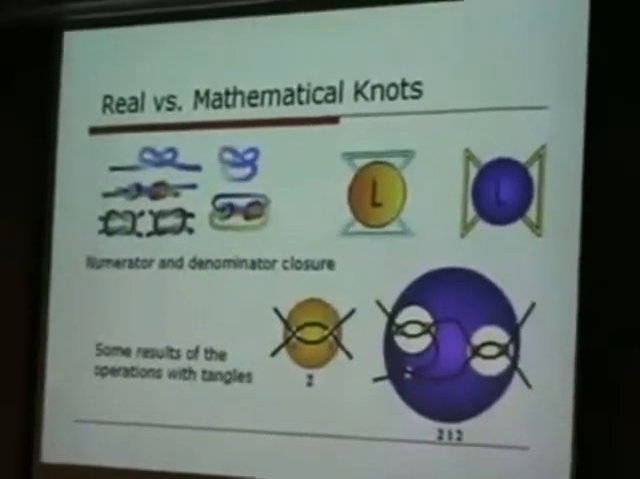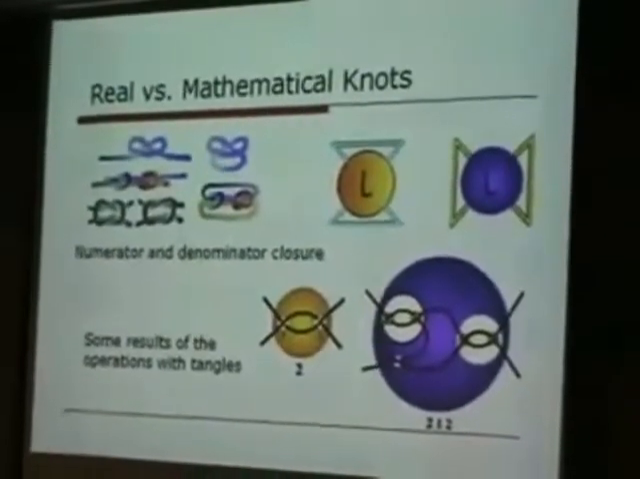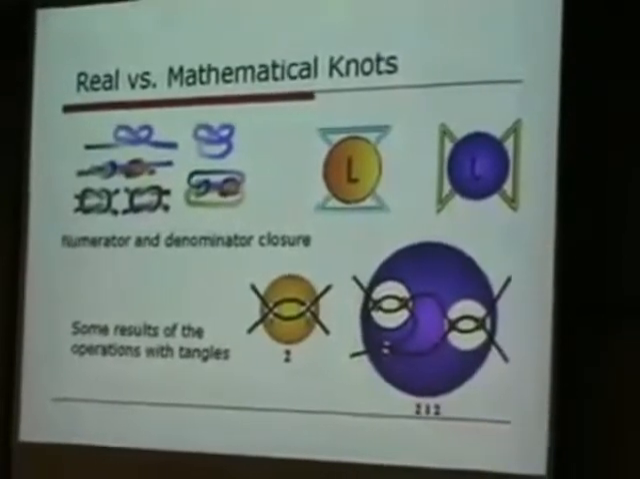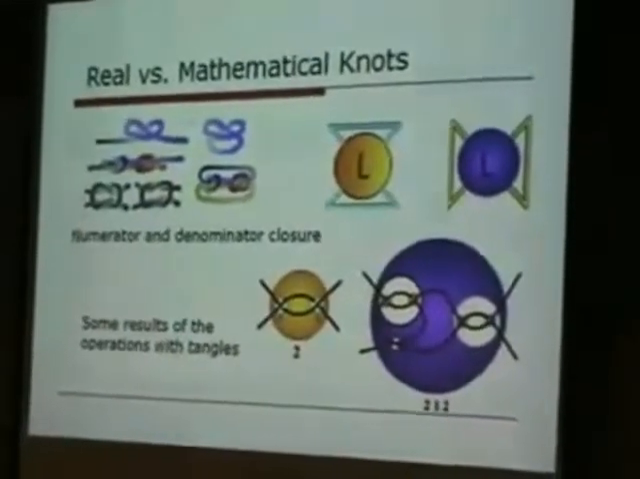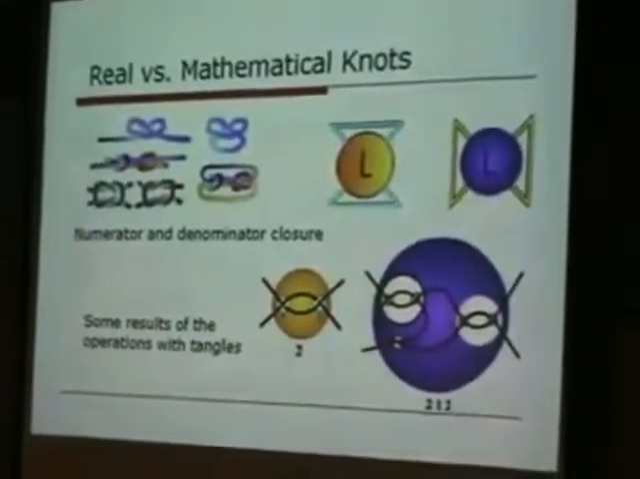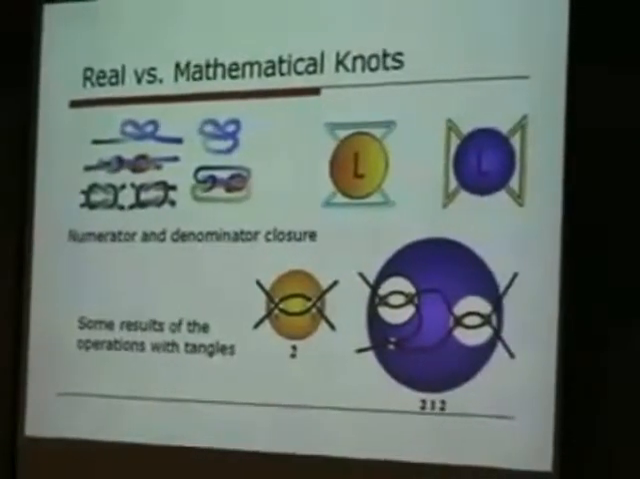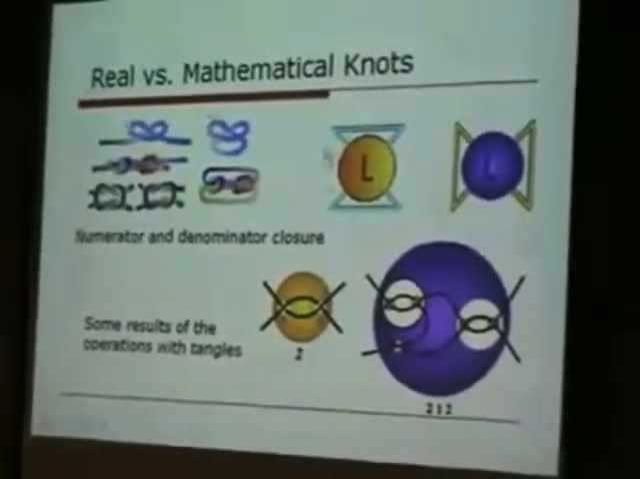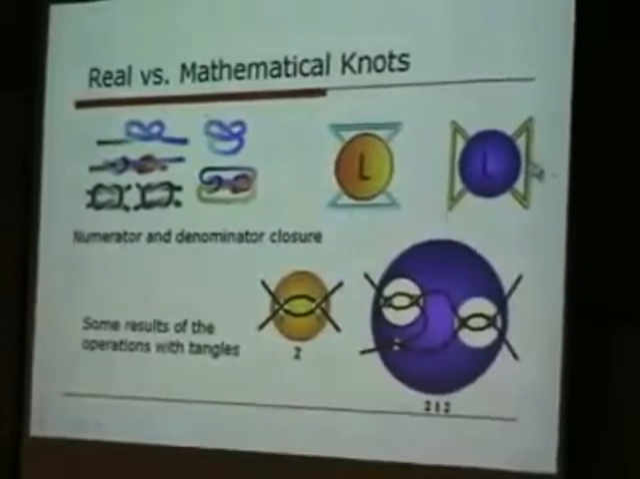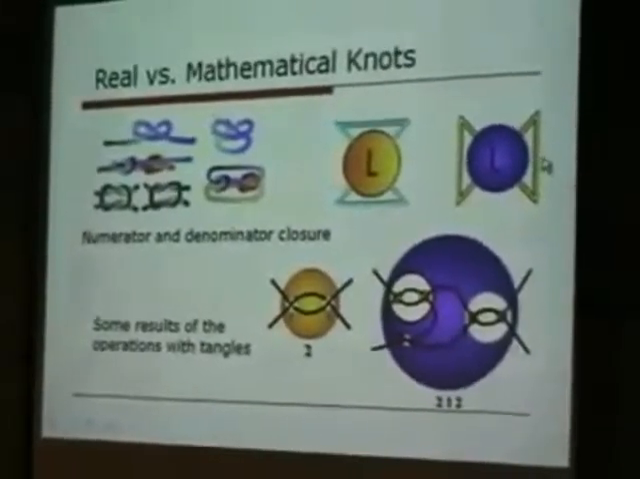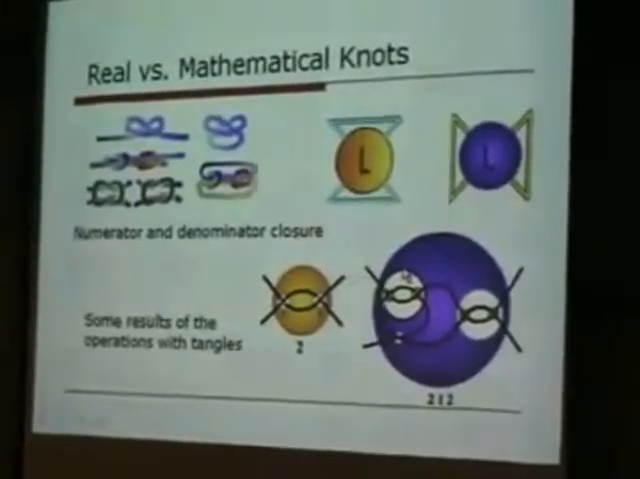The difference between real and mathematical knots is that real knots are usually open-ended. Just think of your shoelaces or DNA molecules, but in math, we do like to close them up. So if we're given a tangle, we can choose either the numerator or the denominator closure. And I think the picture says enough.